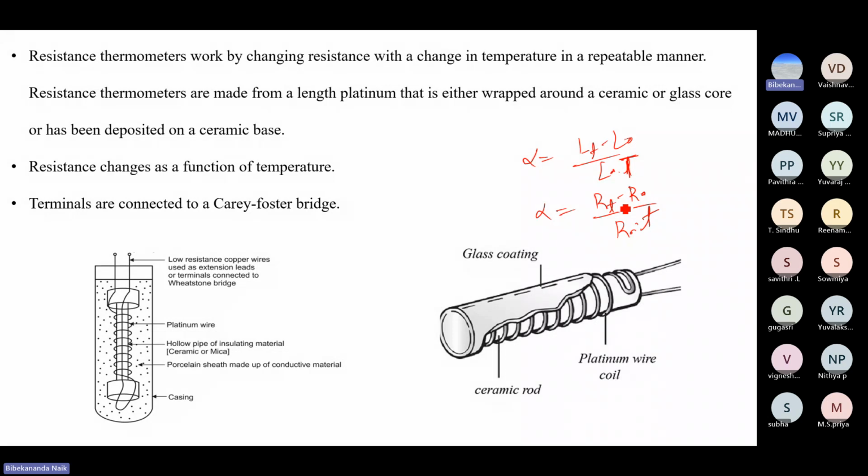So can anyone tell me why in case of metals, as we increase the temperature, the resistance increases, but in case of semiconductors, this is exactly opposite or different? Yes, can anyone tell me?